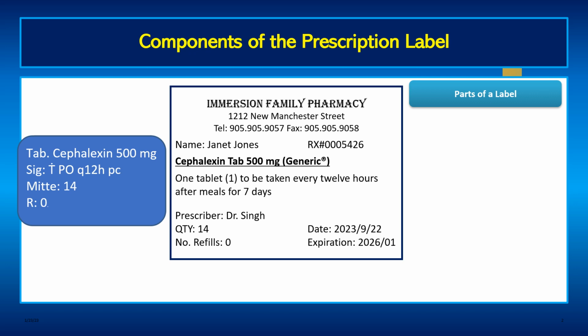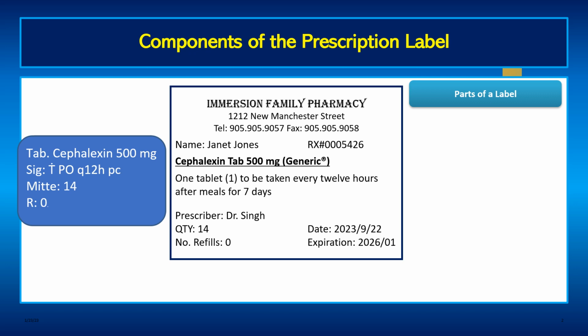Now, let's look at the various components of a prescription label, and we'll do so, of course, using a prescription. So our prescription here is tab cephalexin 500 milligrams, and the instructions for the patient is 1 by mouth every 12 hours after meals. Instruction for the pharmacist is to give 14 tablets. Now, when you look at the parts of the label, I have generated that label, which is in the center here of your screen.